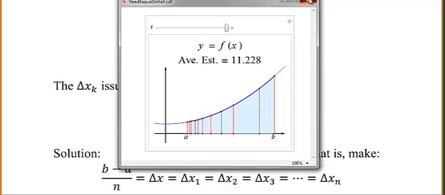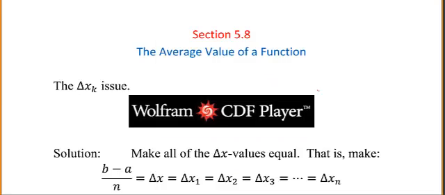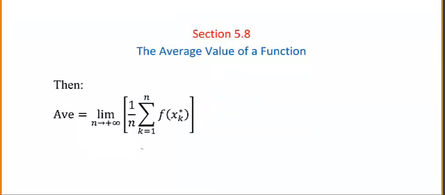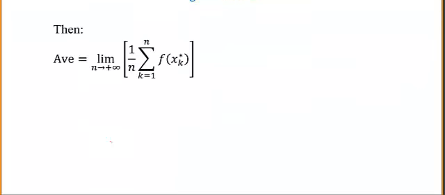Well, what we can do is make sure that all of the delta x's are the same size. So if I have n intervals, I'll have b minus a over n, which we had called delta x back in section 5.4, and let all the delta x sub k's be that same value. So delta x sub 1 is that same value, delta x sub 2 is that same value. And then as we choose a point from each of those intervals, they would all be the same size. So now let's take a look at how we would calculate this average value.